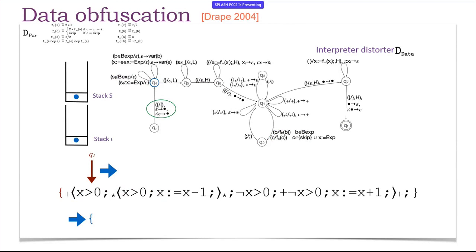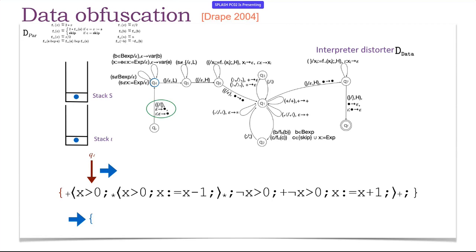And in this case, we choose data obfuscation, which is an obfuscation technique characterized by Drape in 2004. In particular, we consider parity obfuscation. So the idea is just to make the parity analyzer incomplete, imprecise. So how can we make the analyzer imprecise? We can simply transform the variables by multiplying by 2, since in this way the parity is completely lost.